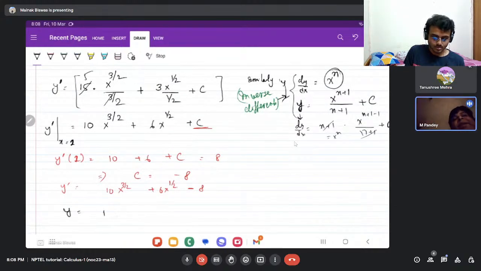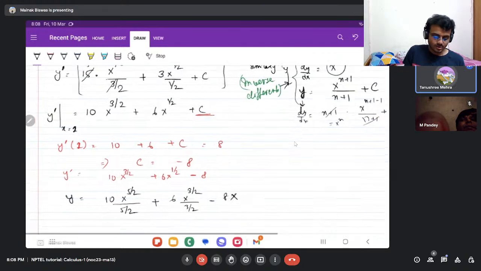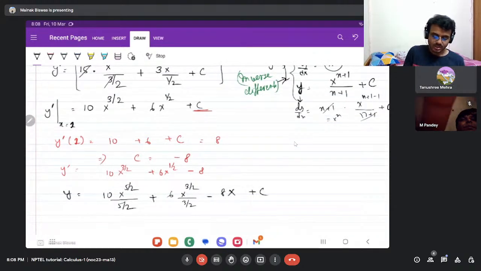10x to the power 5 by 2, yes, by 5 by 2. Next, Tanushri will tell me the next term. 6x raised to 3 by 2 by 3 by 2, and 8 will be 8x, right? Yes. Plus some constant c2.